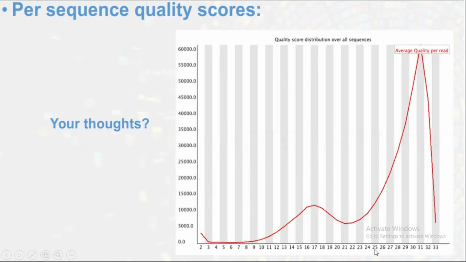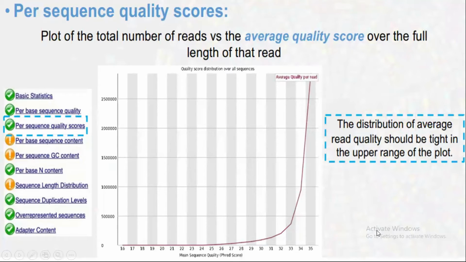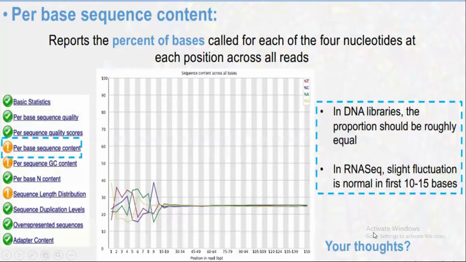After that, about 60,000 of our reads have a quality between 24 and 33. It's also good, but the perfect one was this one. So you have to deal with such things. Now the third one is the per base sequence content.